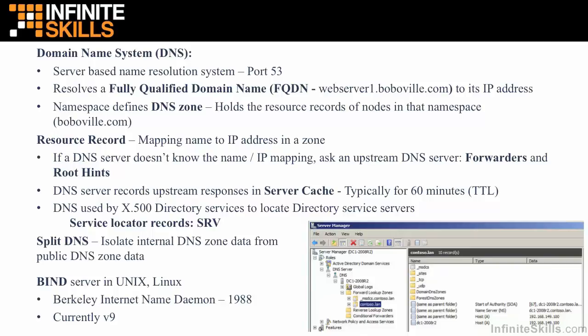Now, the original domain name system was referred to as the Berkeley Internet Name Daemon, or BIND. This was introduced in 1988 and is primarily used in Unix and Linux systems. Currently, BIND is in version 9, and Microsoft also implements their version of this domain name system and simply calls it DNS. We'll knock off here and we'll take a closer look at the DNS architecture in our next lesson.